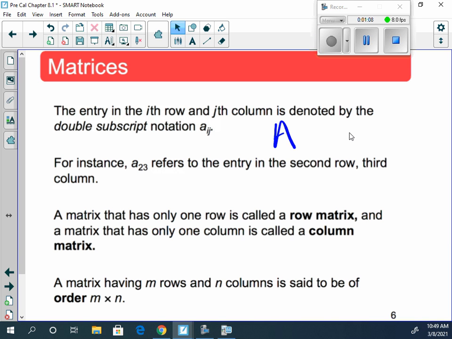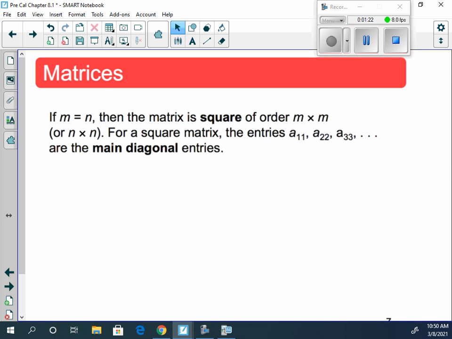A matrix that only has one row is called a row matrix, and a matrix that only has one column is called a column matrix. And a matrix having m rows and n columns is said to be of the order m by n. So most of this is recap. If m is equal to n, then it is a square matrix: the number of rows is equal to the number of columns. And the diagonal is where the numbers line up.